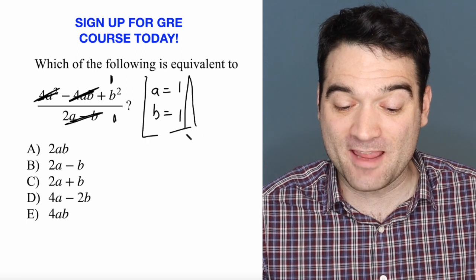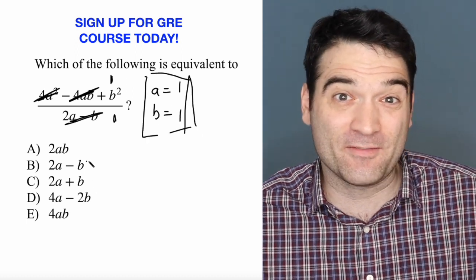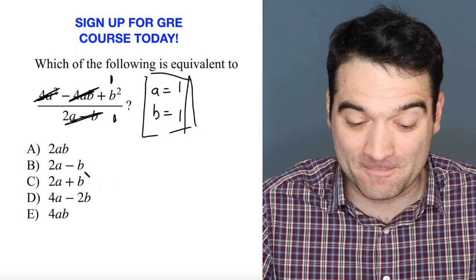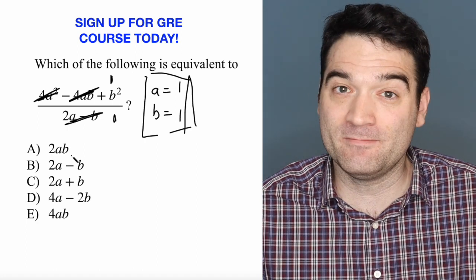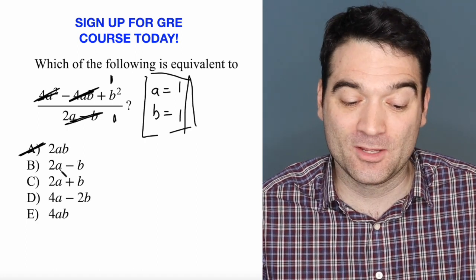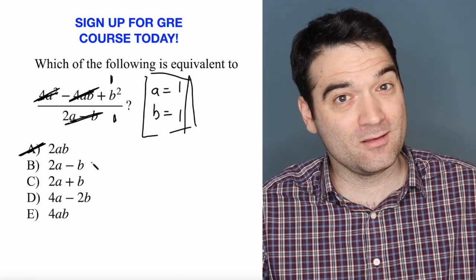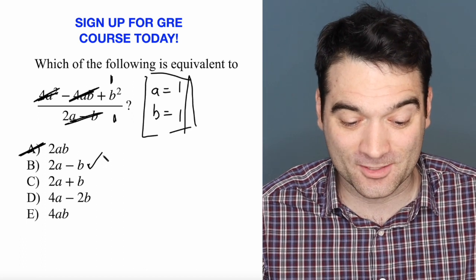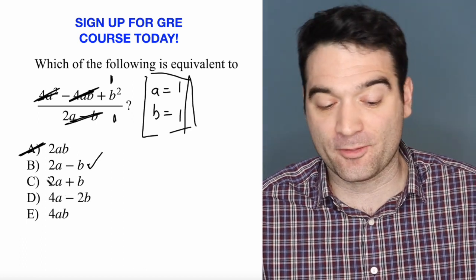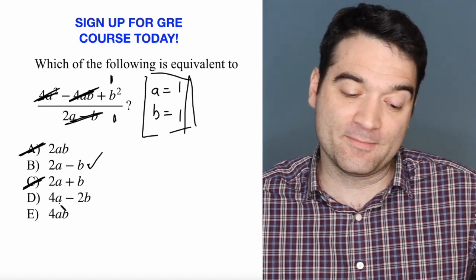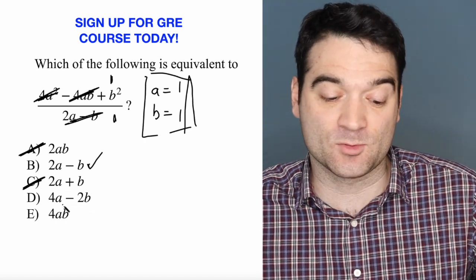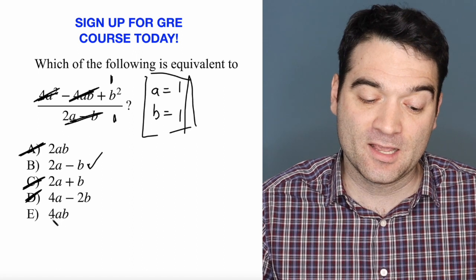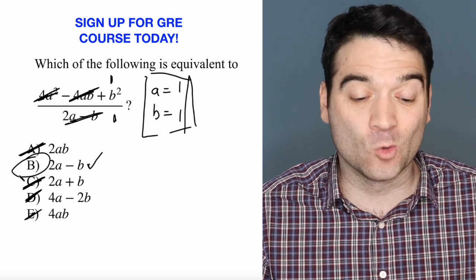Let's plug these same values into the answer options and see if any one of them gives us 1. 2 times 1 times 1 is 2. That's not equal to 1. 2 times 1 minus 1, oh, would you look at that? That one works. Let's try these other ones. 2 times 1 plus 1, 3, no thank you. 4 times 1 minus 2 times 1 is 2, still no dice. 4 times 1 times 1, 4. Only one of them works.